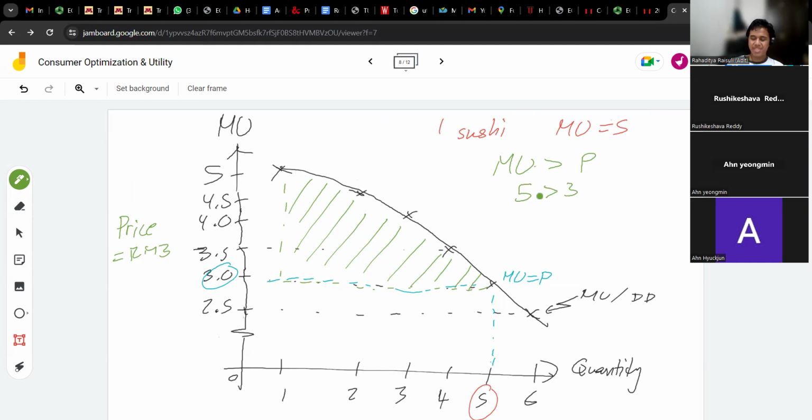So if my marginal utility is greater than my price, am I very happy or am I sad about the additional quantity? Do I feel like it's more than worth it, or do I feel like it's not worth it at all? What do you guys think?